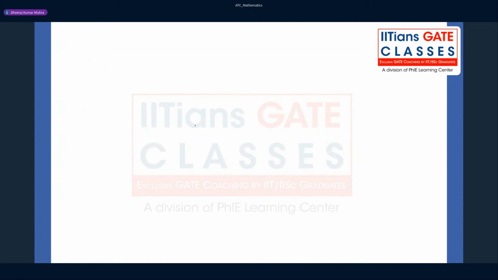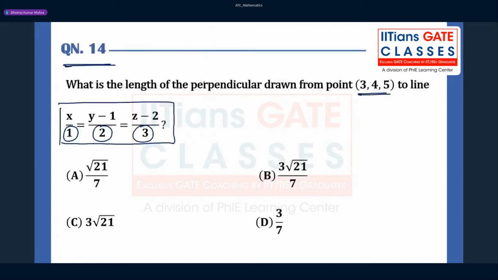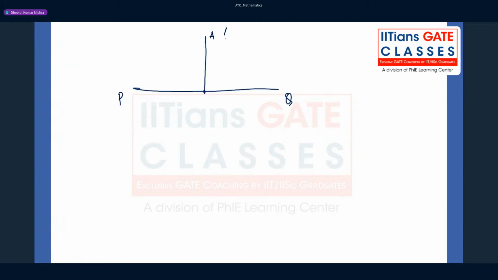So what we can do here is consider any line. You can say this is a line PQ, and we are drawing from any point, you can say this is a point A, some perpendicular here. So this point has coordinates 3, 4, 5. If we don't know the coordinates of this point, we can't find the distance, the length of this. Understand?